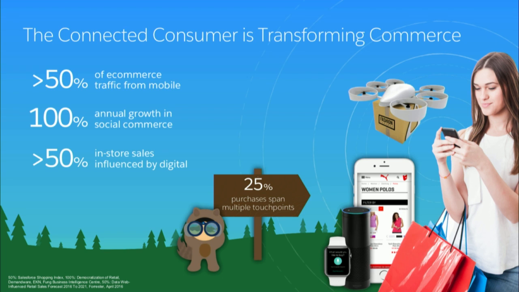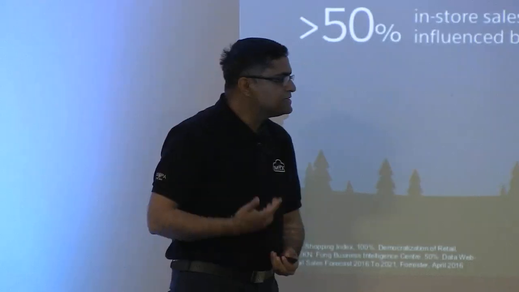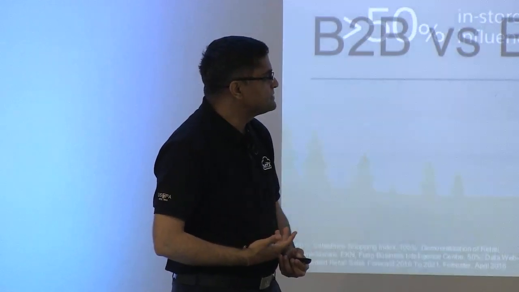Another important aspect is that 25% of purchases span across multiple touch points. It may be that you looked up a product on your desktop and decided to buy it from your mobile, or you looked up something on your iPad and then decided to order it through your watch. So our habits, our e-commerce habits, are changing as well.